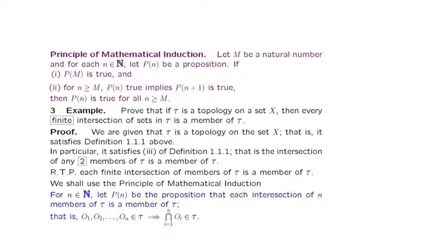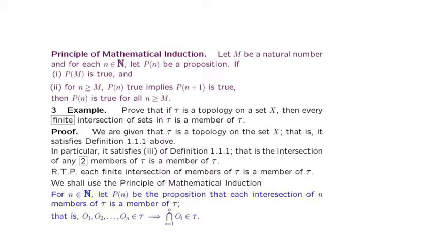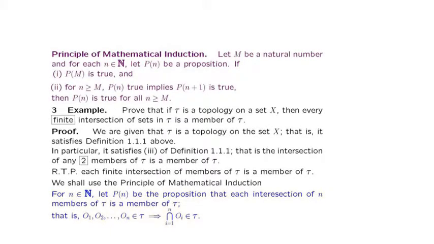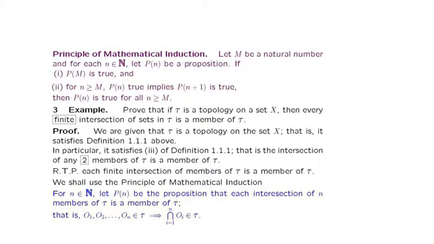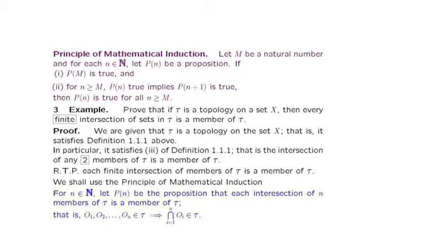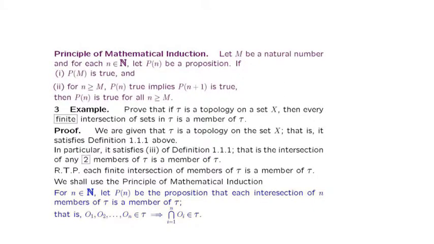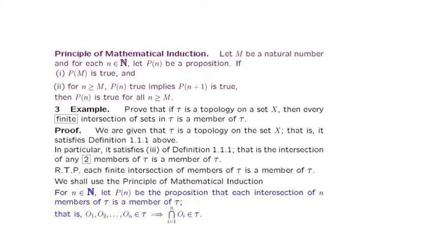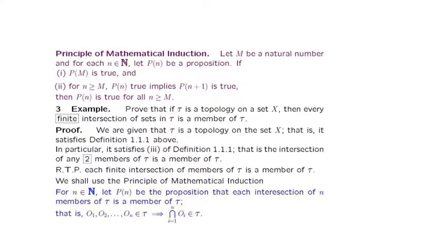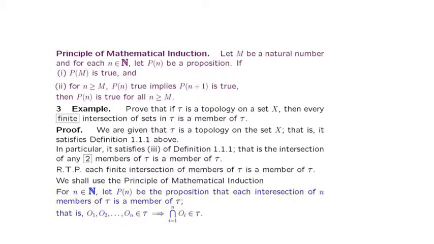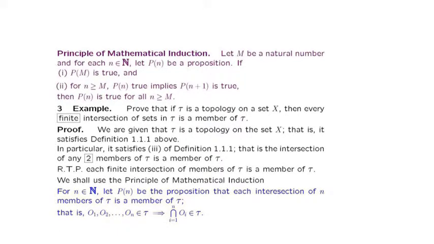At the top of the page, you see a restatement of the principle of mathematical induction. You see that we need to define a proposition Pn, prove that Pn is true for the base case, m, and that if Pn is true for some n, then Pn+1 is true. And the principle of mathematical induction then tells us that Pn is true for all n greater than or equal to m.